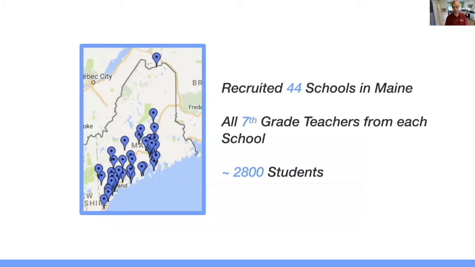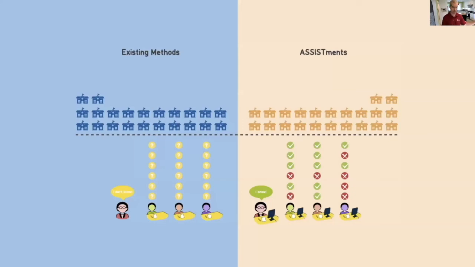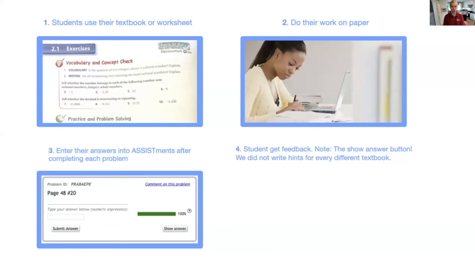I recruited 44 schools and handed them over to SRI. SRI put them into pairs based upon their demographics and randomized them within the pairs. Half the teachers had to use their existing methods for 2 years, and then they could get trained on assessments, and the other half got going right away. And what were kids doing?